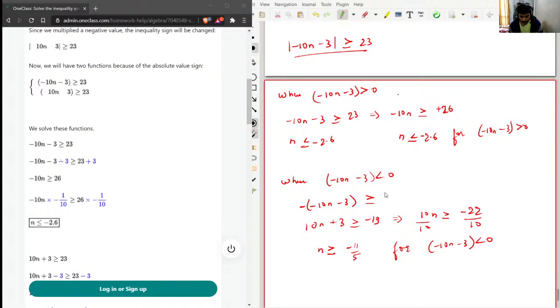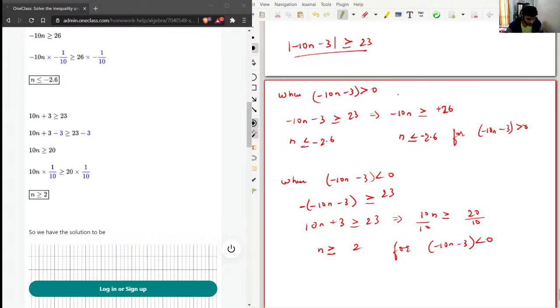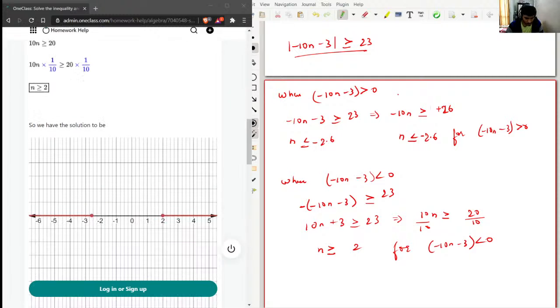23 was positive, and this was 23 minus 3, this will become 20, and so this will become 23, and this will become 20, and this will become 10, so it will become 2. Let's just check this. So yeah, n is greater than equal to 2.